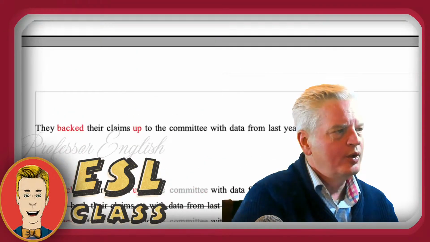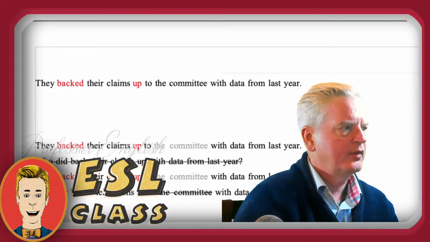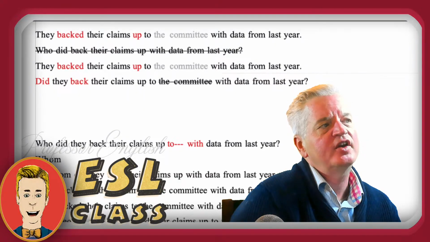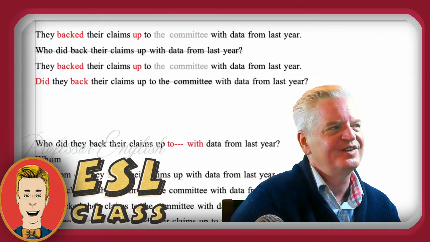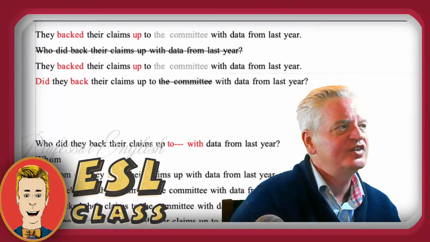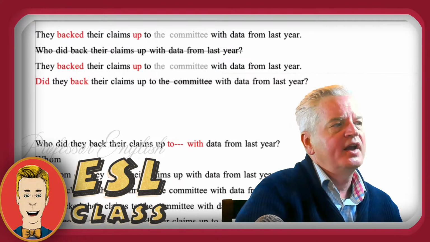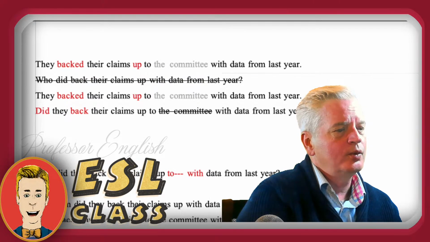Now let's make a who object question. Who object? We have they backed up their claims to the committee last year. The committee is the object here. Okay. Now, when we were doing this, his answer was, who did back their claims up with data from last year? And he accidentally made a who subject question. We don't want to know who's doing the action. We want to know who's receiving the action. So we want to ask about the committee. We know they are doing the action. And this was difficult for him, especially because it was such a long, confusing sentence. So what I asked him to do was start with a yes-no question.